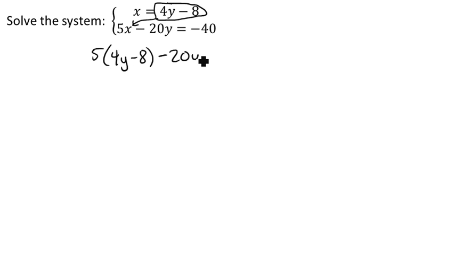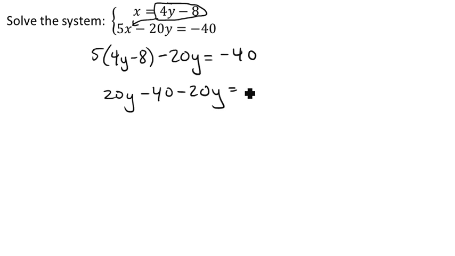That gives us an equation that only involves the variable y. Go ahead and distribute the 5. And if we combine like terms over there on the left, 20y minus 20y is 0. So all I'm left with on the left-hand side is negative 40. On the right side, I also have negative 40. There's no more variable in this equation, so there's nothing remaining for me to solve.